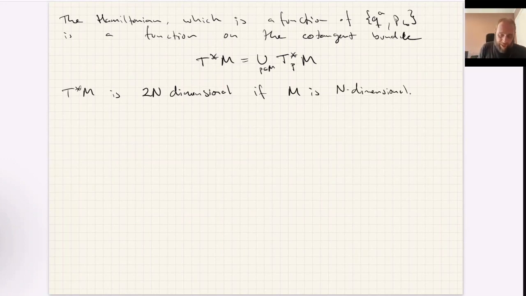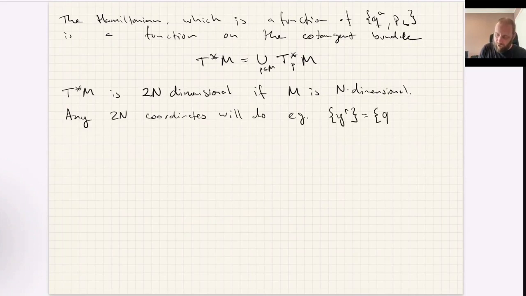So in general, I can pick any 2n coordinates on this cotangent bundle. For example, the coordinates y^r. Any 2n coordinates will do. For example, y^r could be the set q^a, p_b, but in general we can choose any coordinates on a manifold. I could introduce whatever coordinate transformations here that I want. Some will be canonical, some others will not, but I can choose any coordinates that I want.